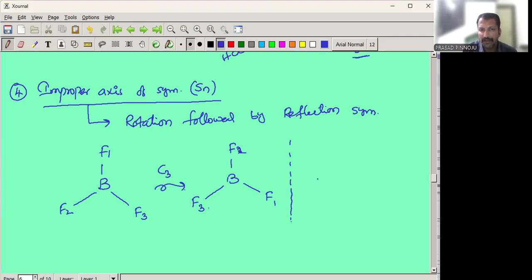That is a sigma. Okay, so here I'm going to take a plane of symmetry. I'll put a mirror like this.